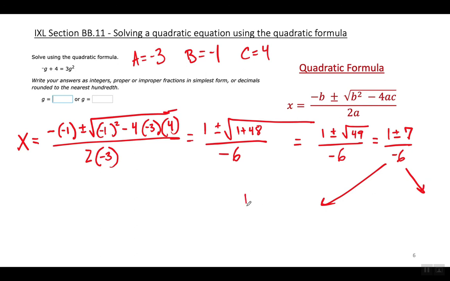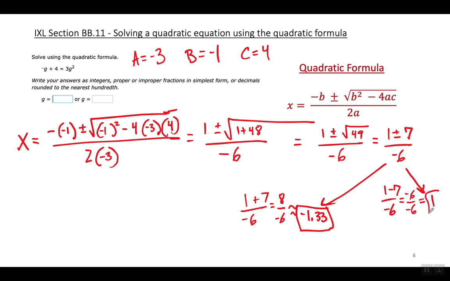If I do 1 plus 7 divided by negative 6, I'm going to have 8 divided by negative 6, and that's going to give me approximately negative 1.33, and that's my first answer. Okay, if I do 1 minus 7 over negative 6, I'm going to get negative 6 over negative 6, which is going to give me positive 1. All right, so there are my two answers.